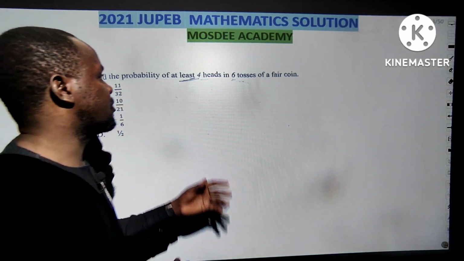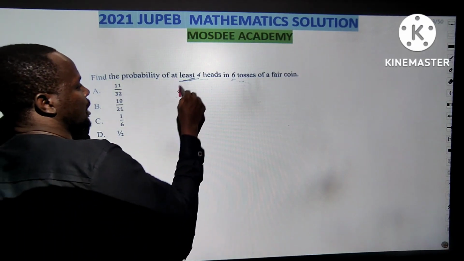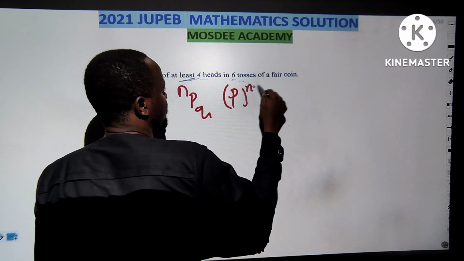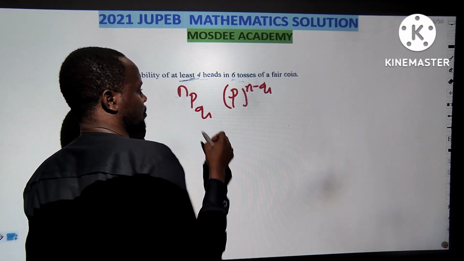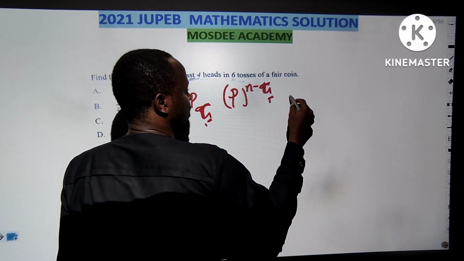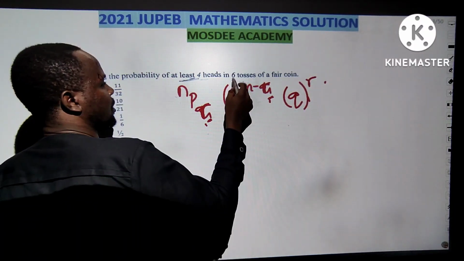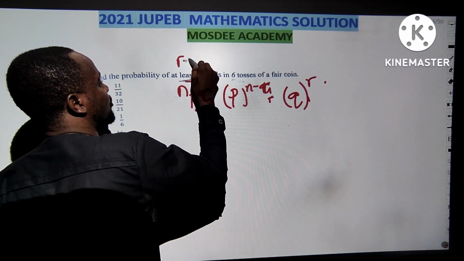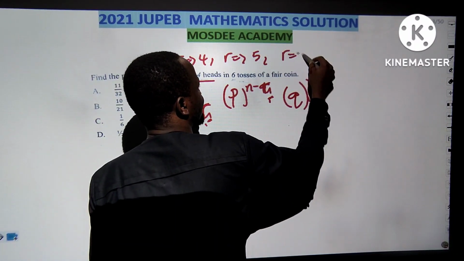Find the probability of at least 4 heads. This is really long, but let's just do it. The formula is nCr times p raised to power r, then q raised to power n minus r. So it's 6 tosses. I want to have at least 4 heads. So I'm doing for r equals 4, r equals 5, and r equals 6.